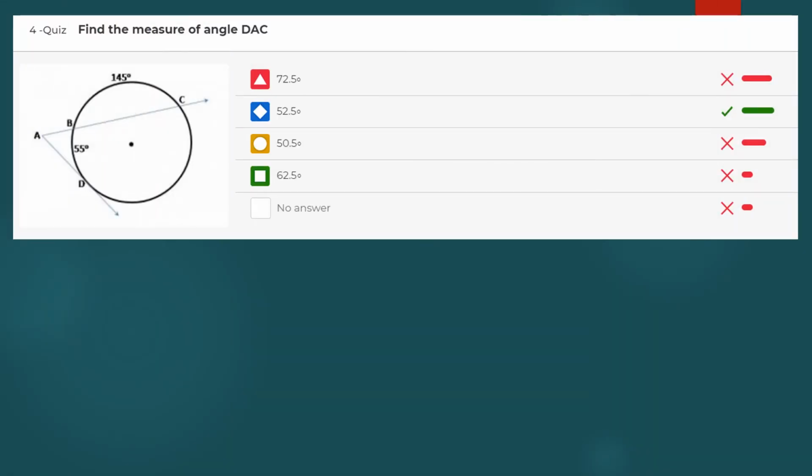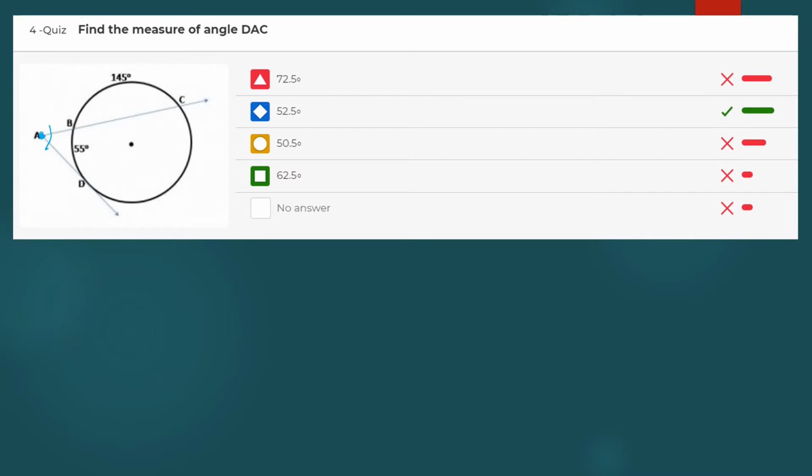Next one, question number 4. Find the measure of angle DAC. Okay, so we have here this given angle DAC, wherein A is the vertex of the angle. With this one, we have here angle DAC that intercepts the circle at a point outside the circle.